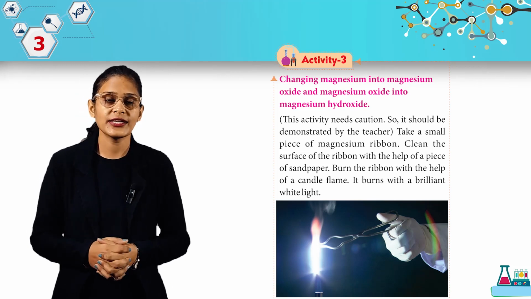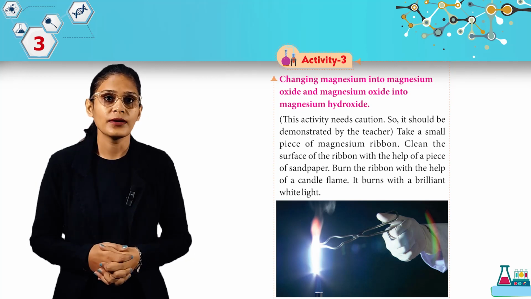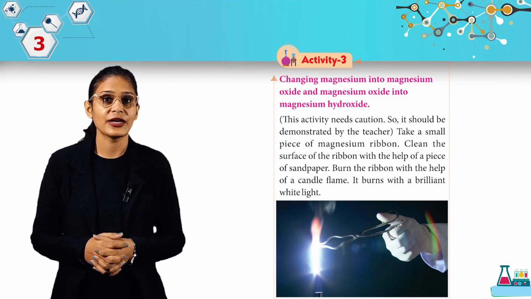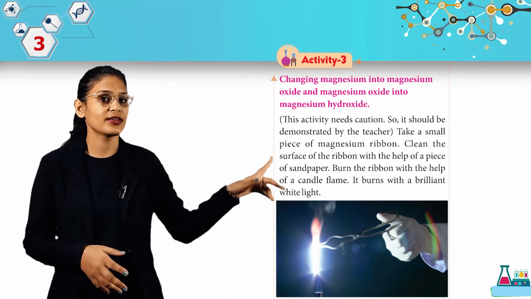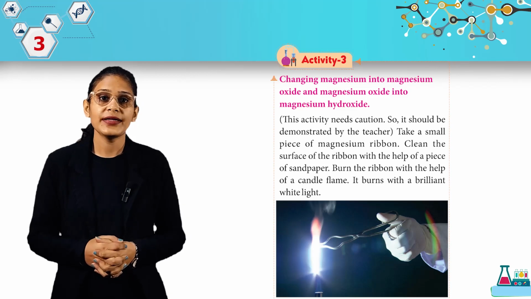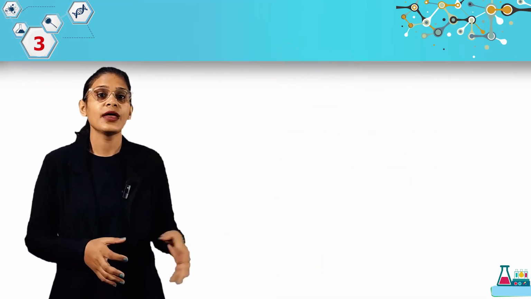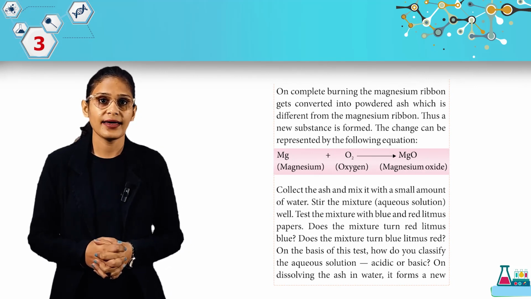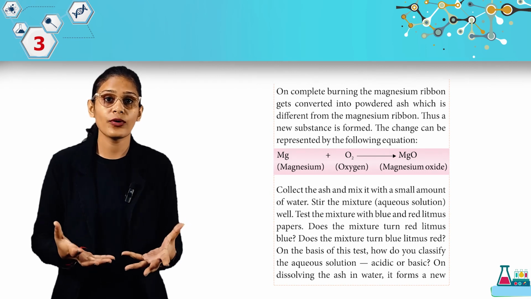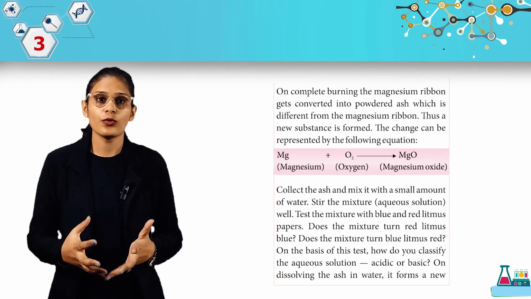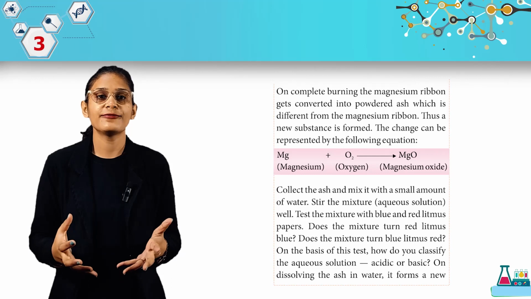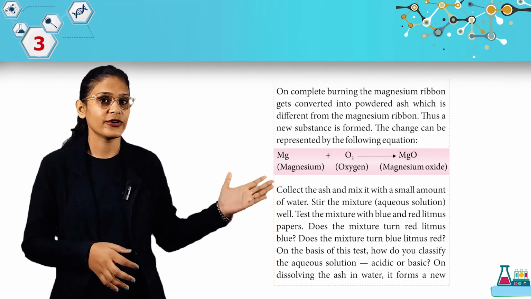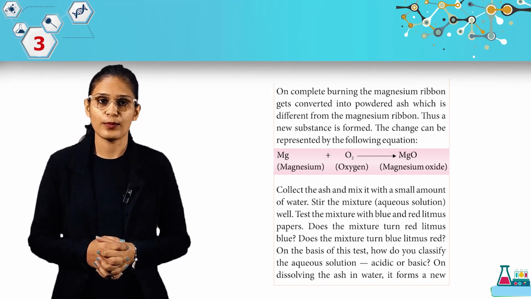Take a small piece of magnesium ribbon, clean the surface of the ribbon with the help of a piece of sandpaper, burn the ribbon with the help of candle flame. It burns with a brilliant white light. Look at this picture, that's how it burns. Burning magnesium ribbon. On complete burning, the magnesium ribbon gets converted into powdered ash, which is different from magnesium ribbon. Thus, a new substance is formed. The change can be represented by the following equation: Mg plus O, magnesium plus oxygen. After reaction, magnesium oxide, MgO.